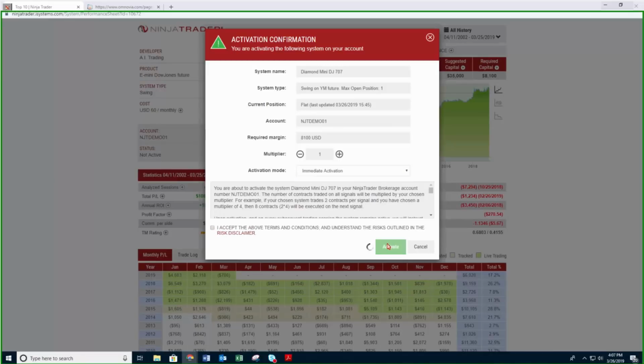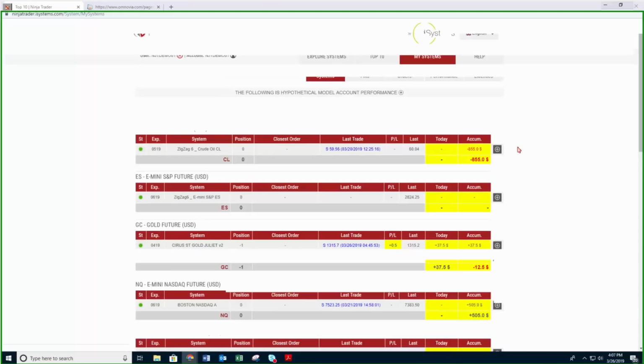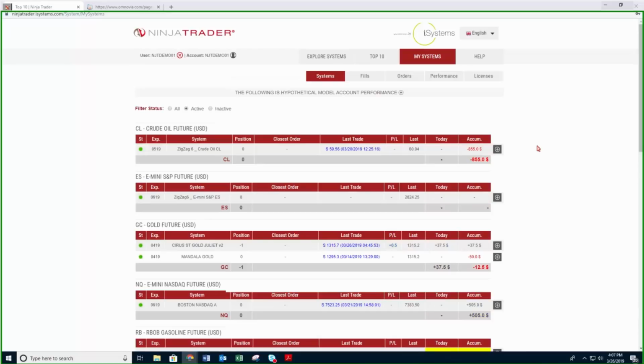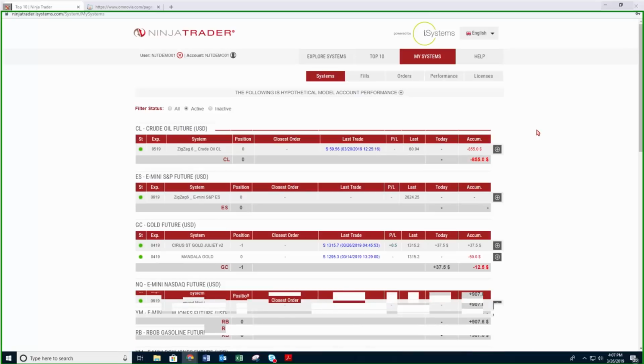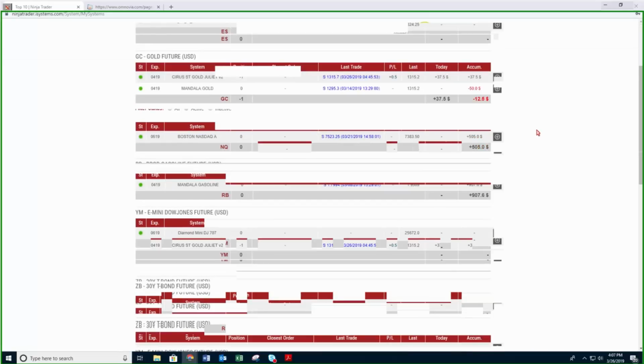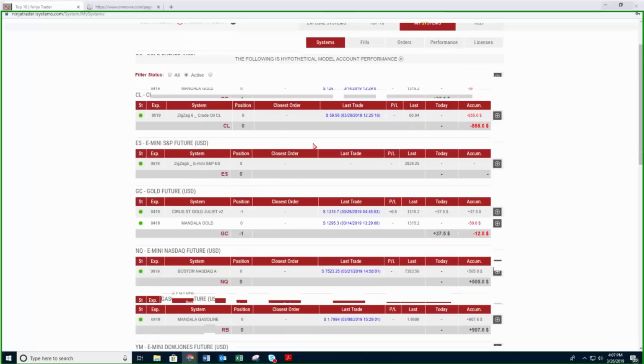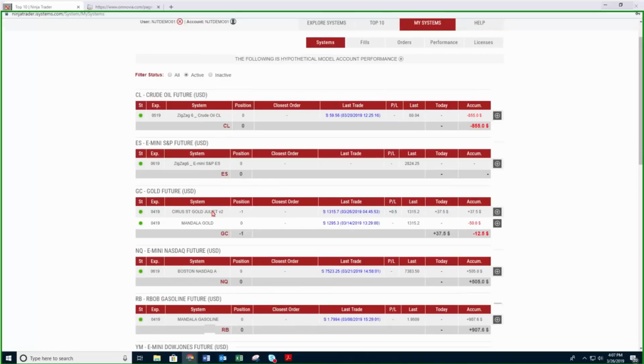So here I'm going to activate immediately. You accept the disclaimer. And so if it was in a position, like there would already be in your account, everything would be set. And then now we'll go over to My System page. So now here's the My System page. Once you get access to the account, you're going to come into this page, where this is going to show you all the systems that you have trading. And this is where you can come in and start and stop a system.